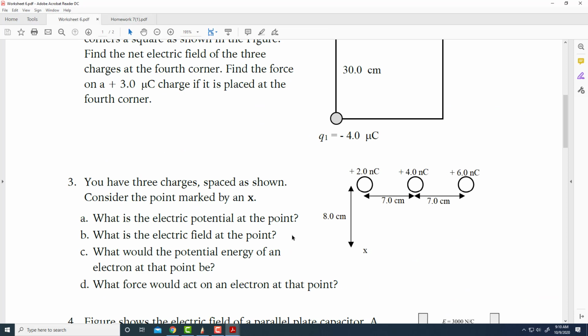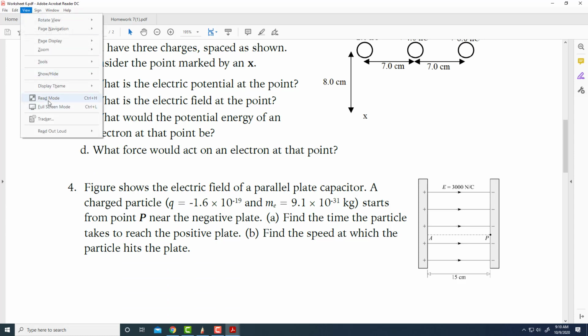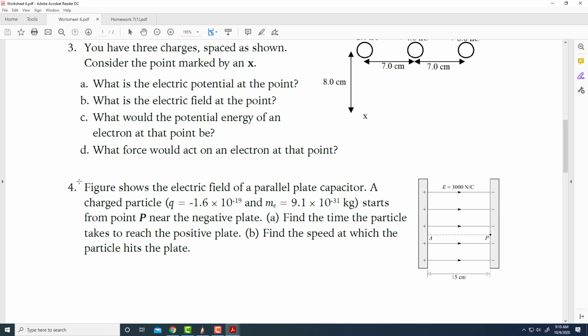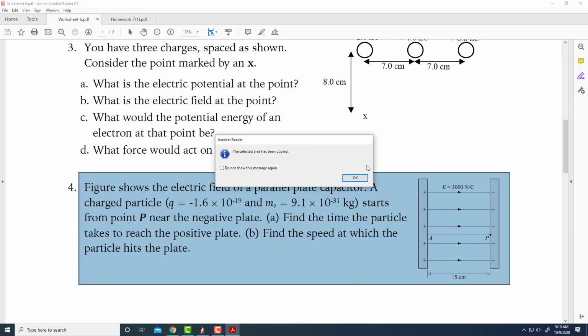Let's see. So here is problem number 4. Let's see if I can copy this.